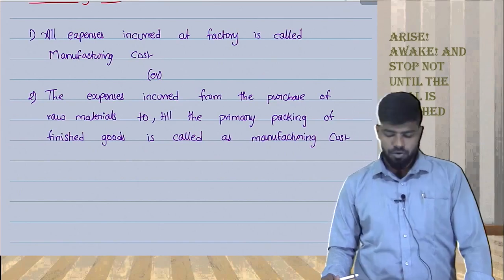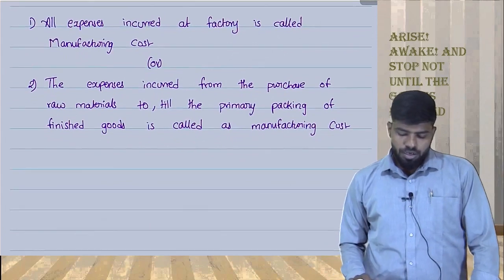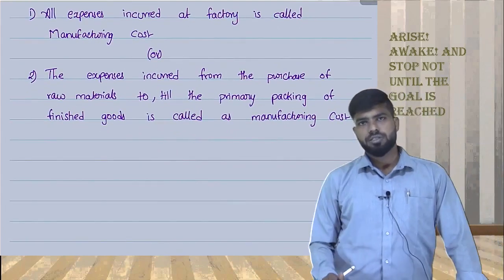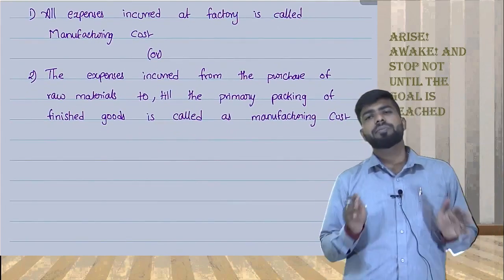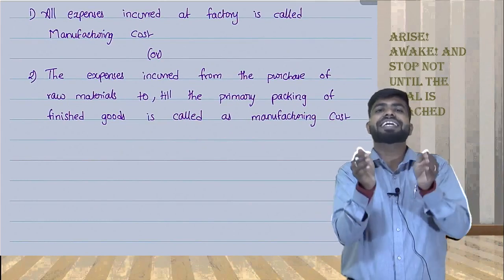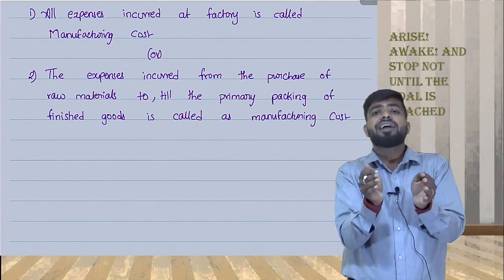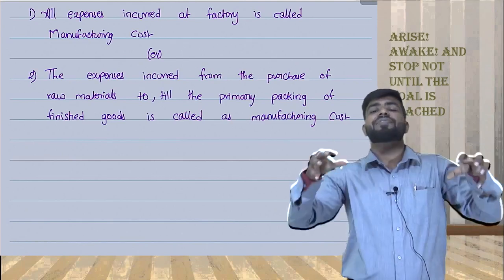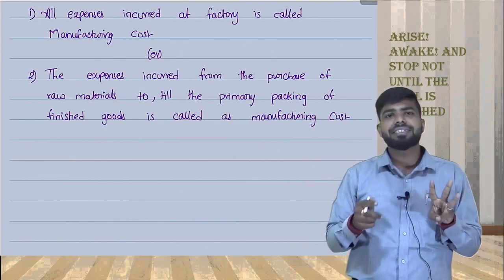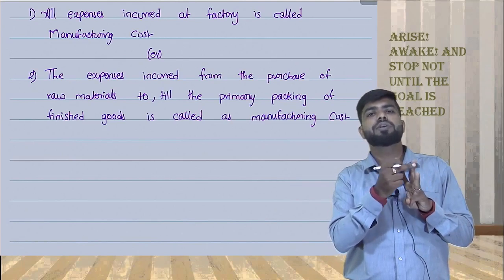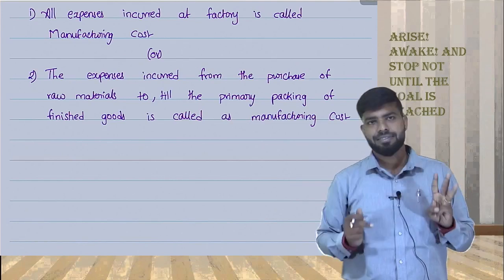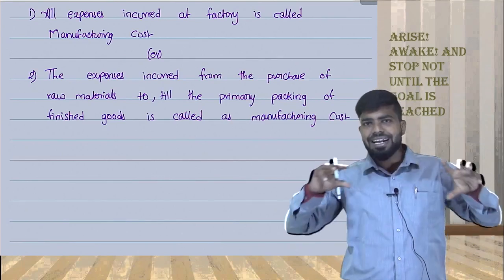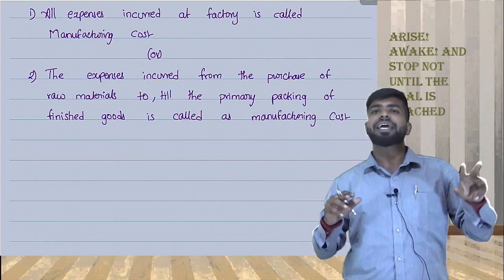Okay. Now, whenever I say manufacturing cost, what is the manufacturing cost? The expense incurred in the factory. Now all the expense that we are incurring in the factory is again classified into three categories. What are the three categories? Number one, material. Number two, labor. Number three, expenses. So the manufacturing cost is again classified into material, labor, expenses.